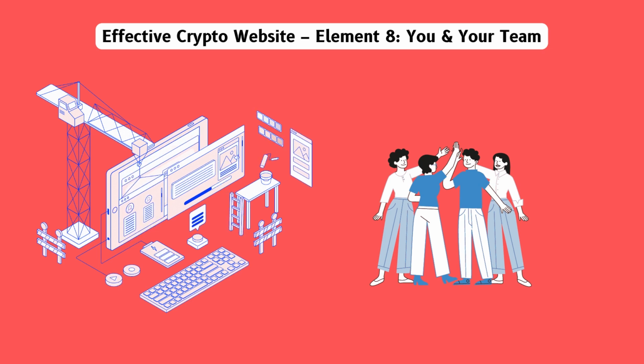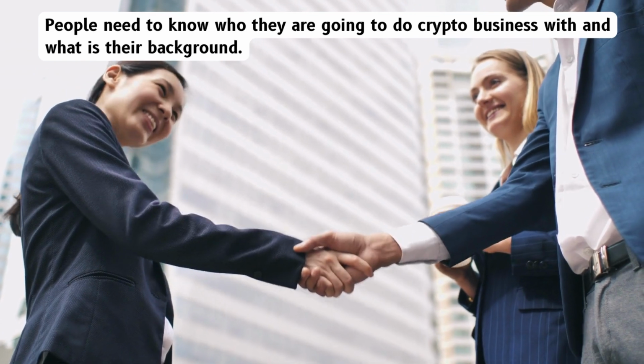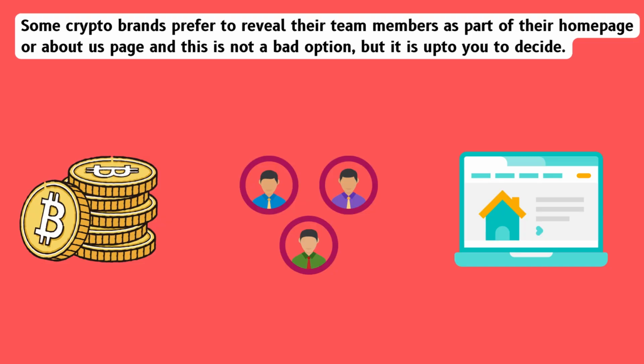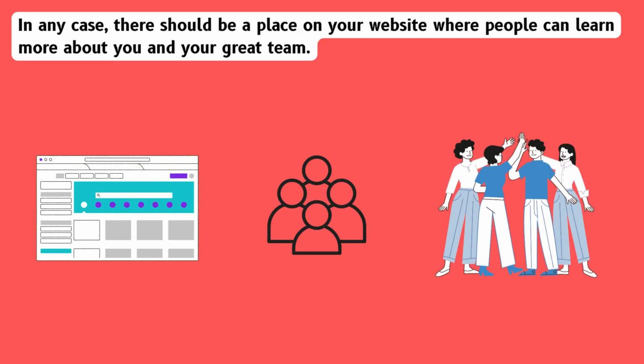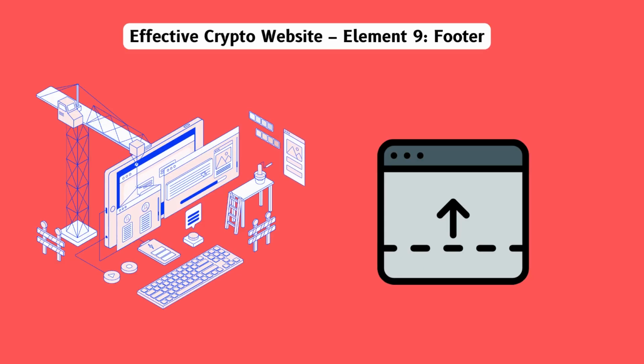Effective crypto website, Element 8: you and your team. People need to know who they are going to do crypto business with and what is their background. Some crypto brands prefer to reveal their team members as part of their homepage or About Us page, and this is not a bad option, but it is up to you to decide. In all cases, there should be a place on your website where people can learn more about you and your great team. I am sure that you know how important this is for investors these days, and it will become even more crucial in the future.